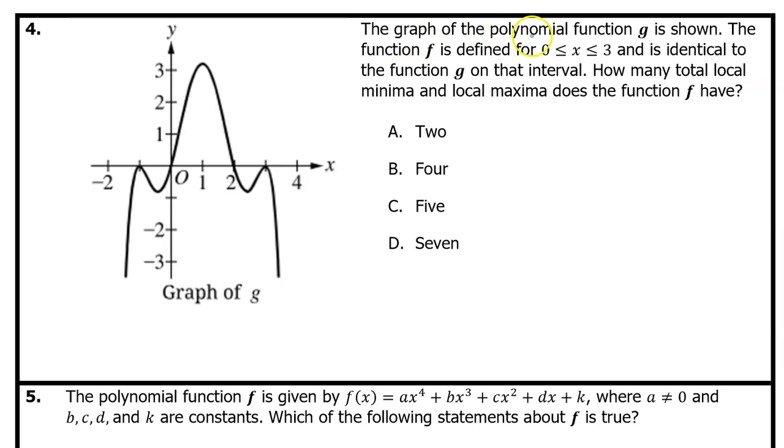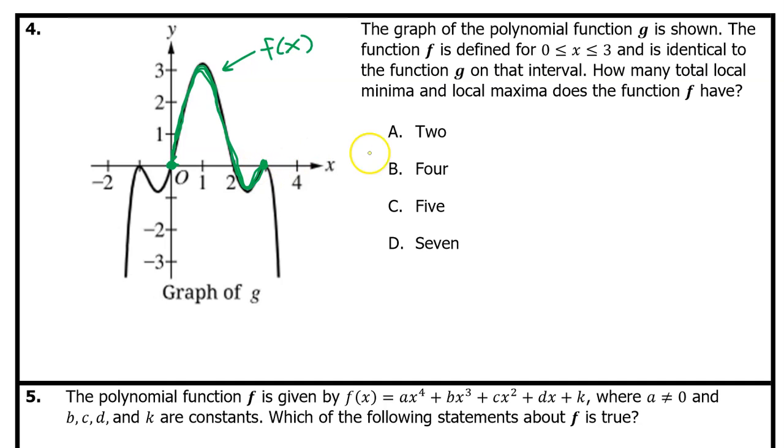Number 4. The graph of the polynomial function g is shown. The function f is defined for the interval from 0 to 3 and is identical to function g on that interval. How many total local minima and local maxima does the function f have? So function f is identical to function g, except it begins at 0 and ends at 3. So focus on the green, and that is f of x. How many local minima or local maxima does this have?